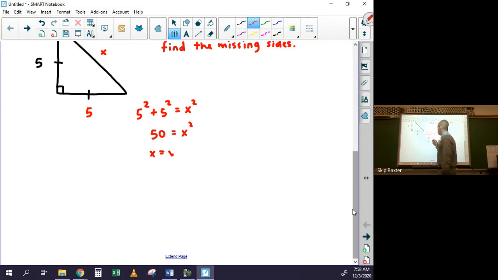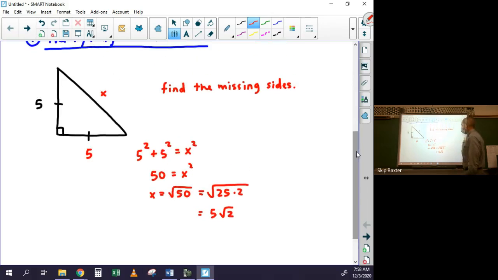So x is the square root of 50, which you could simplify if they asked you to write this in simplest radical form. What's the biggest perfect square that goes evenly into 50? Perfect squares are 1, 4, 9, 16, 25, 36, right? So this is 25 times 2, which is 5 radical 2. Simplest radical form. So that would be the length of this side, 5 radical 2. Finding the missing sides is easy if it's an isosceles right triangle.